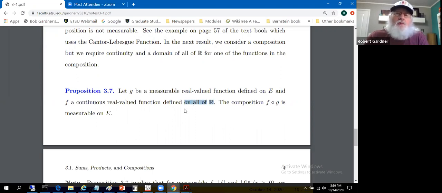So with no other hypotheses, that'll do it. If F is defined on all real numbers, then the composition is defined. So I don't care what comes out of the G function, the F function has that in its domain. But this seems like quite a constraint here. They're requiring continuity. So let's look at the proof.